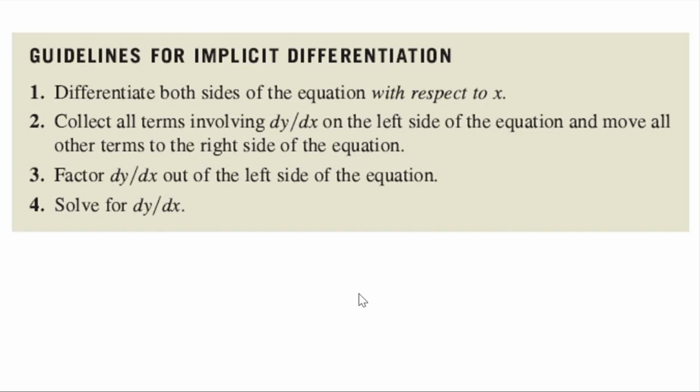Number two, collect all terms involving dy over dx or y prime on the left side of the equation and move all other terms to the right side of the equation. Number three, factor dy over dx or y prime out of the left side of the equation. And step number four, solve for dy over dx or y prime.